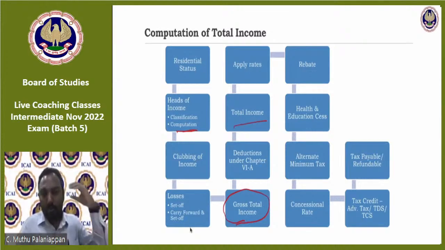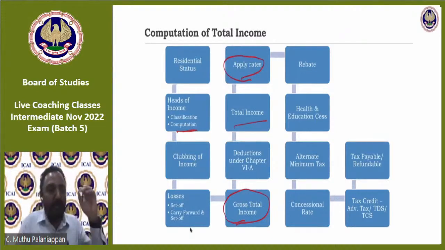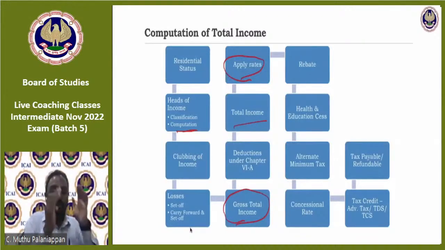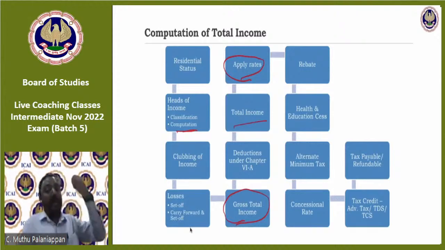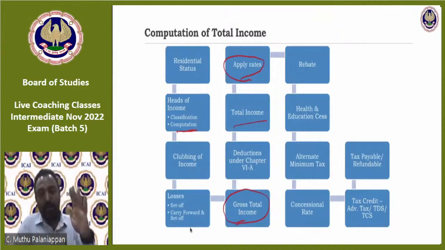With my total income, what should I do? I should apply the specific rates applicable for that particular assessee. So once I've computed the total income, I apply the tax rates on that income. When I say tax rates, it differs for individuals and HUF. When it comes to intermediate, the most relevant thing is individuals alone. So the individual tax rates are what is important for the intermediate examination. So what are the slabs for intermediate? And we'll also understand what the options are.